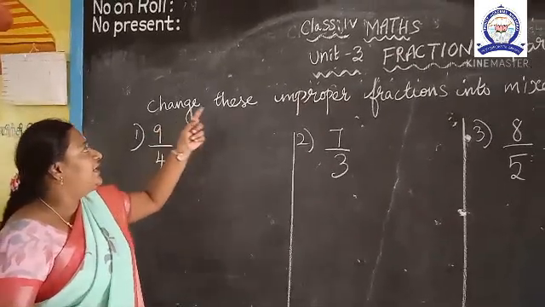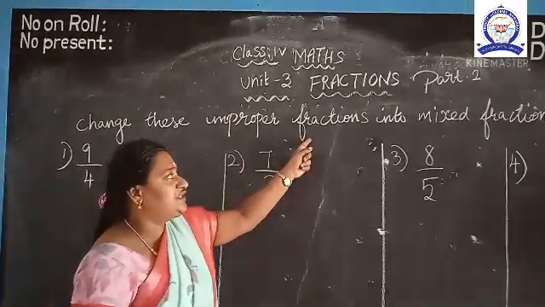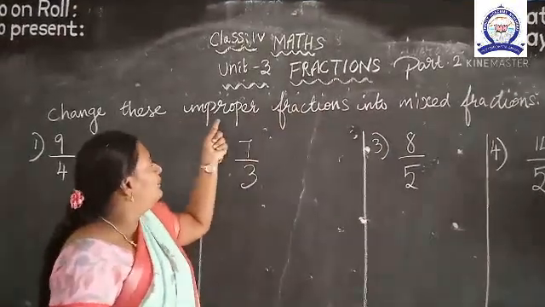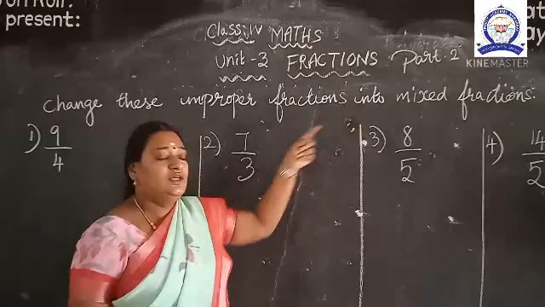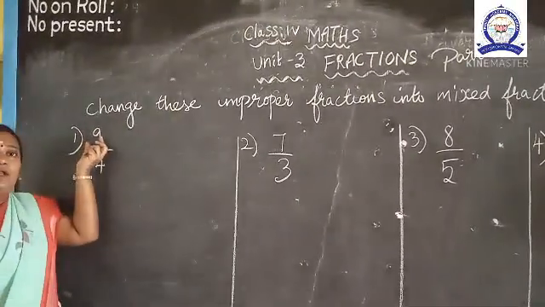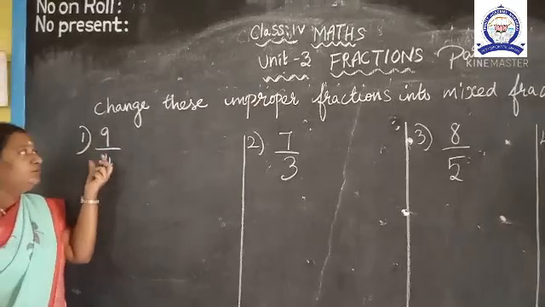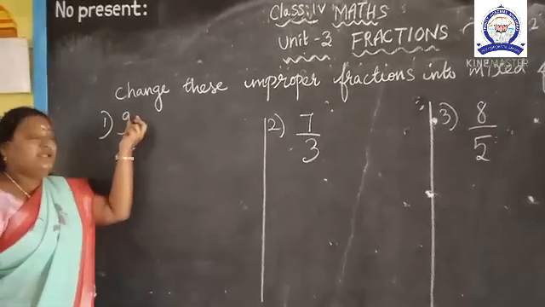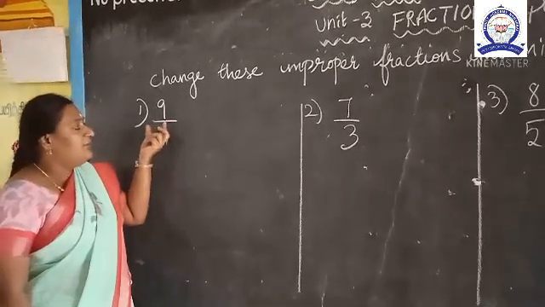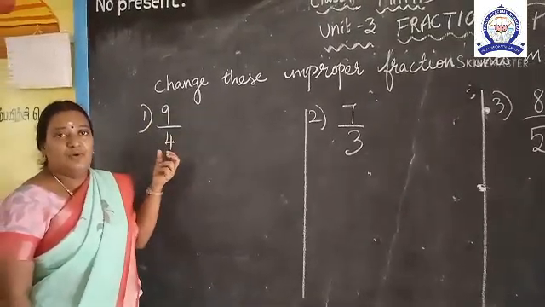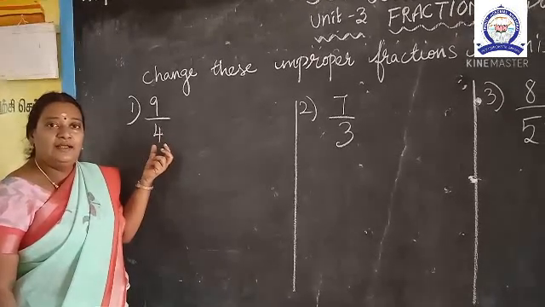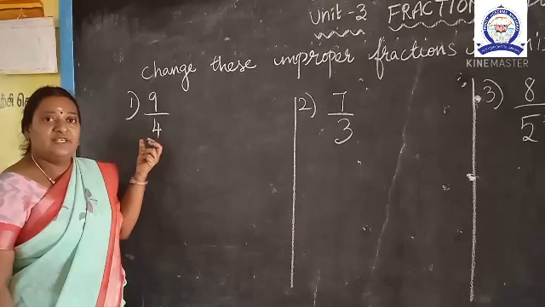Next, change these improper fractions into mixed fraction. The given one is an improper fraction. What is an improper fraction? The numerator is greater than the denominator. Okay? So this improper fraction has to be converted to a mixed fraction. So what is a mixed fraction? Whole number and proper fraction together is called mixed fraction.